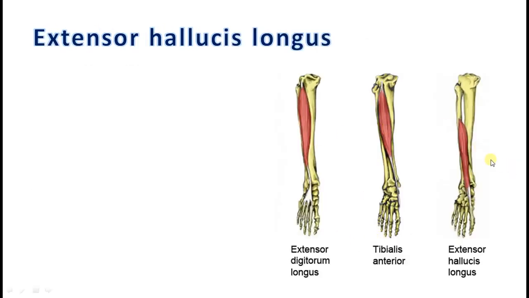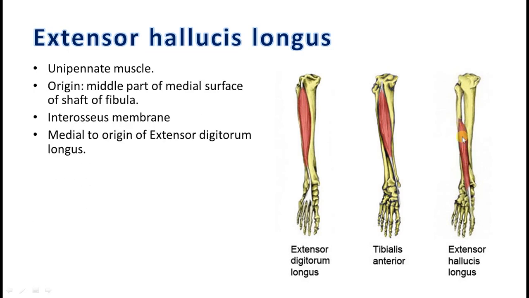The next muscle which we are going to describe is the extensor hallucis longus muscle. The extensor hallucis longus arises from the medial surface or the extensor surface of the fibula. It is a unipinnate muscle. From the lower two-fifths of the shaft of the fibula it arises, and also from the adjoining interosseous membrane, and its origin is medial to the extensor digitorum longus. So this is the area of origin of extensor digitorum longus. It is lying somewhat medially, its origin.